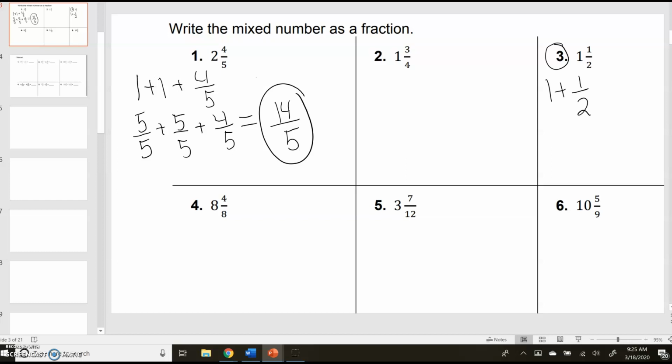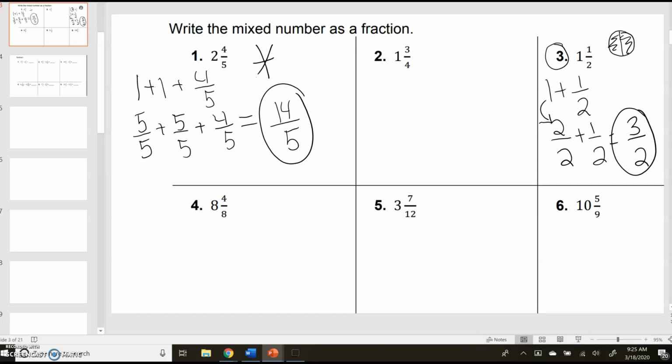Well, if I'm dealing with a pie, okay, and it's cut into 2 pieces, to have a whole, I would need to have 2 out of 2 pieces. So basically, you're saying 1 is 2 halves. And then you're going to add the other half, and therefore you have 3 halves. Okay? So there's the method that we just used for number 1.